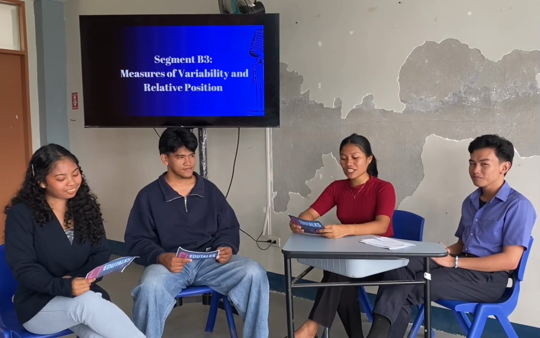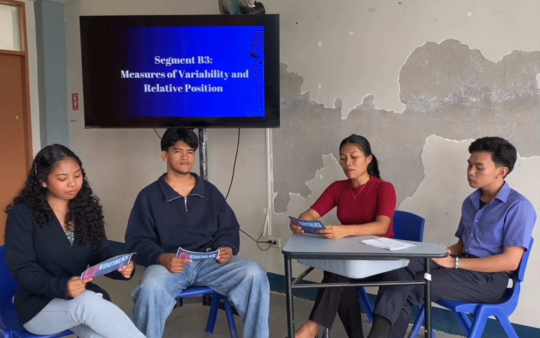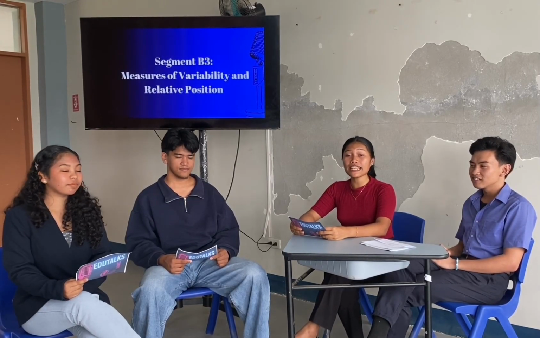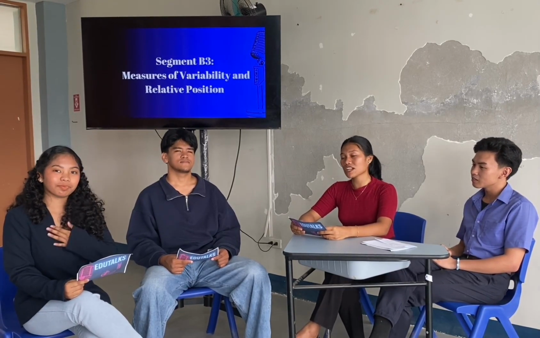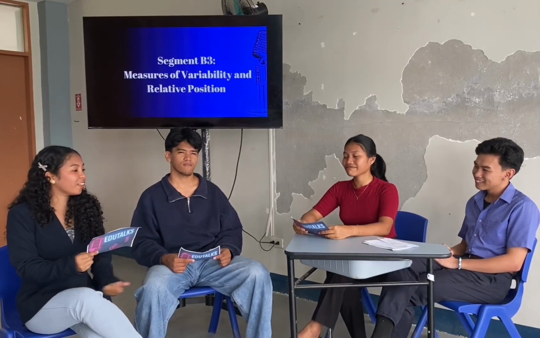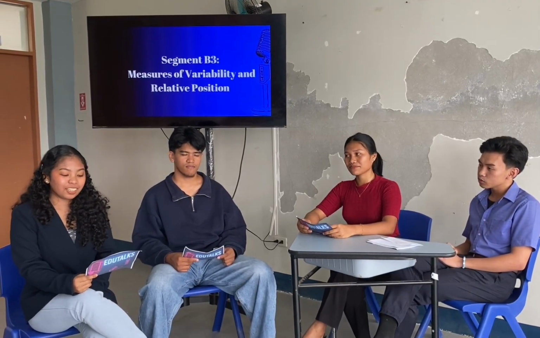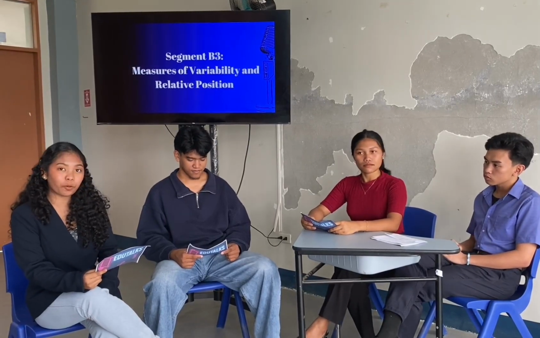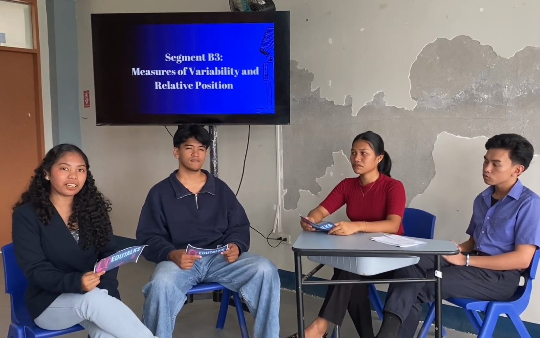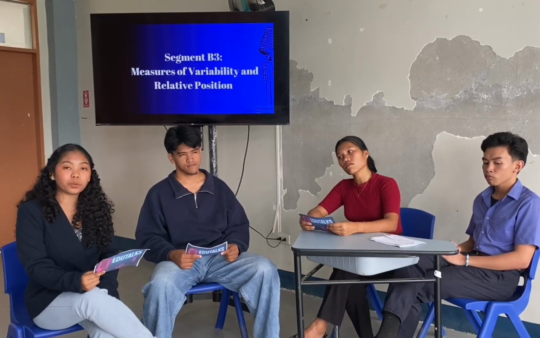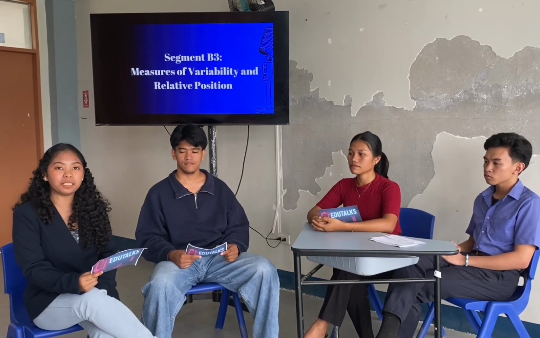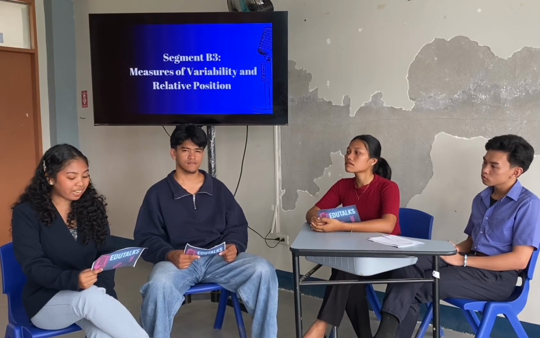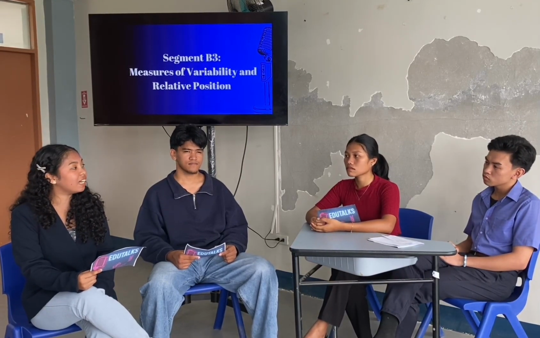Hari. Variability shows how scores are spread out. The more it's spread out, the more diverse the performance level. Here are the measures of variability. The first one is range, highest minus lowest score. Second one is variance, average of squared deviations from the mean. Lastly, standard deviation, square root of variance. It shows the average distance from the mean.